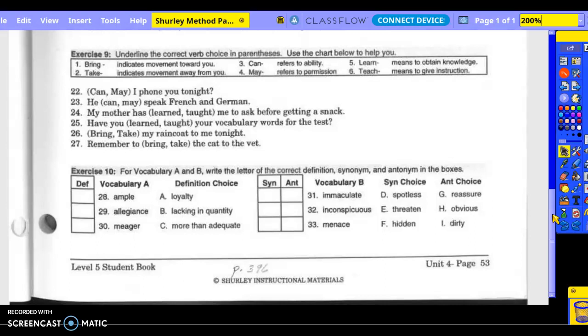Bring means to indicate a movement towards you. Take is to take it away from you. Can refers to an ability. May is asking permission. Learn is to obtain knowledge. Teach is to give instruction.